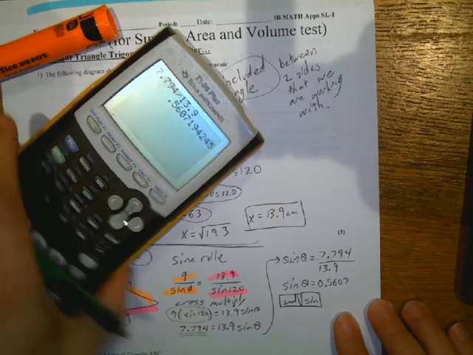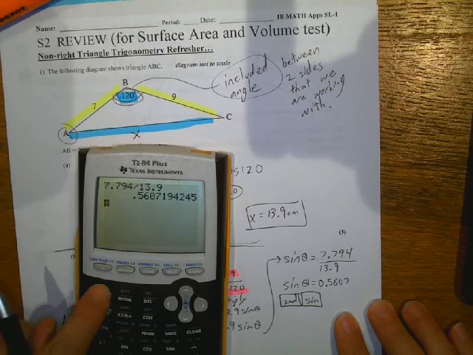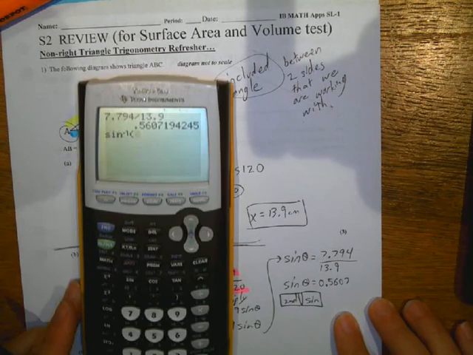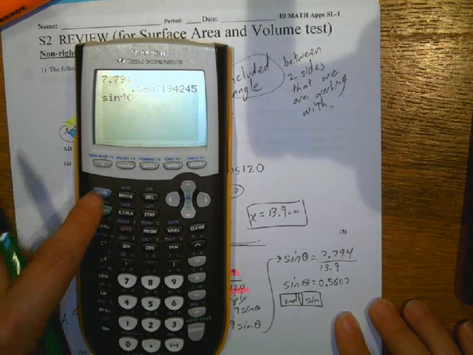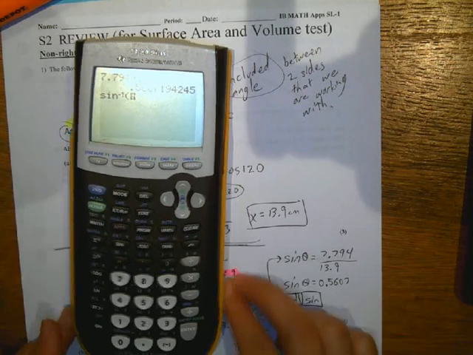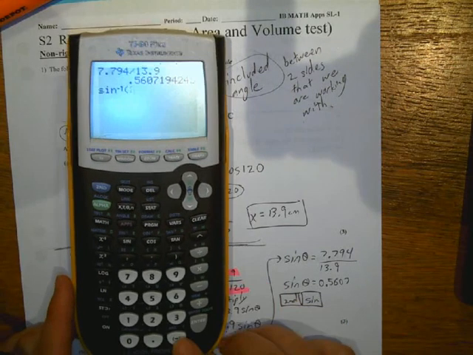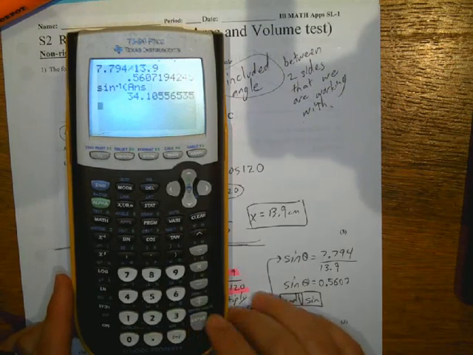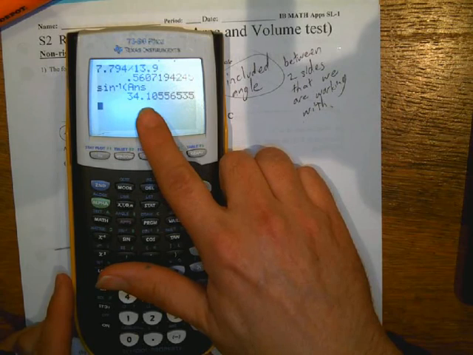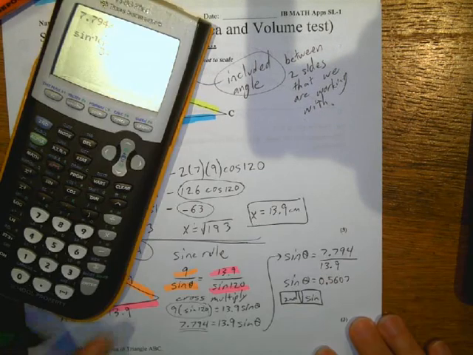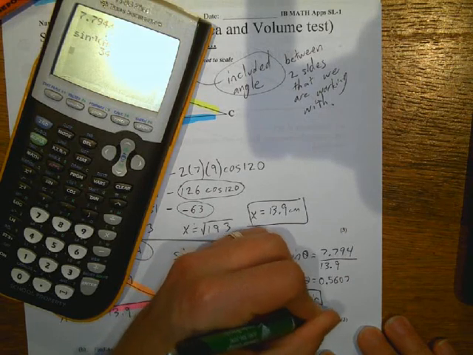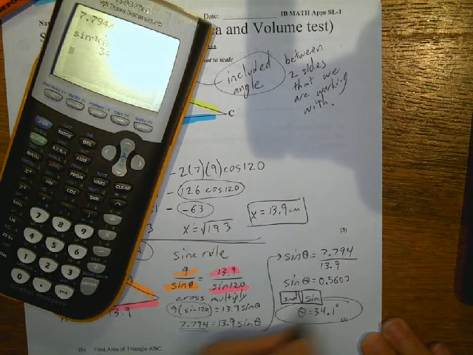So I'm going to push second sine, and then I want this answer in here, so I'm going to push second and this little negative button here, and that gets the previous answer. Then I hit enter, and now I know the angle is 34.1. That sounds reasonable for a measurement of an angle.